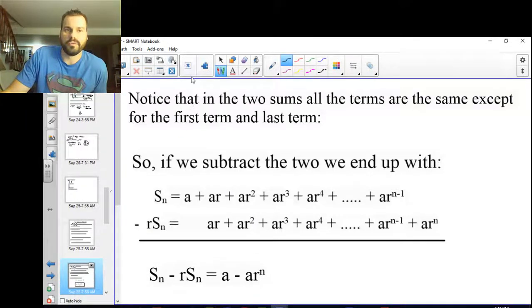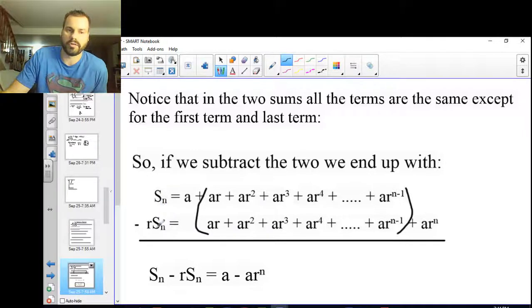So then what we're going to do is take the sum Sn, which is A plus AR plus AR squared, AR cubed, AR to the fourth, and so on, all the way up to AR to the n minus 1. The sum that we just found, when we multiplied Sn by R, was AR plus AR squared, AR cubed, AR to the fourth, all the way up to AR to the n. And you'll notice, hopefully, that all of these terms in here are actually the same. So all I'm going to do is subtract these two things.